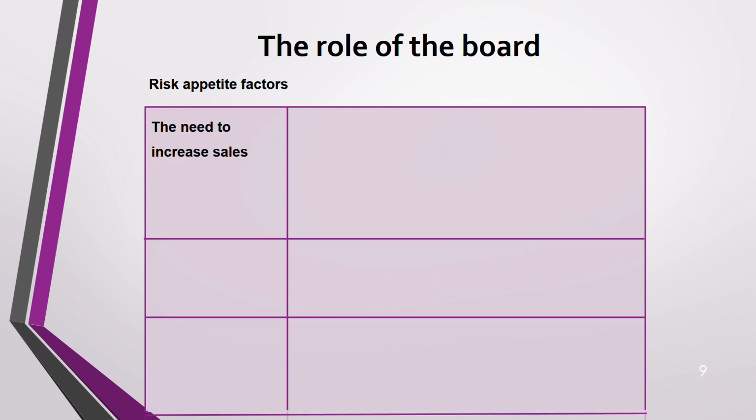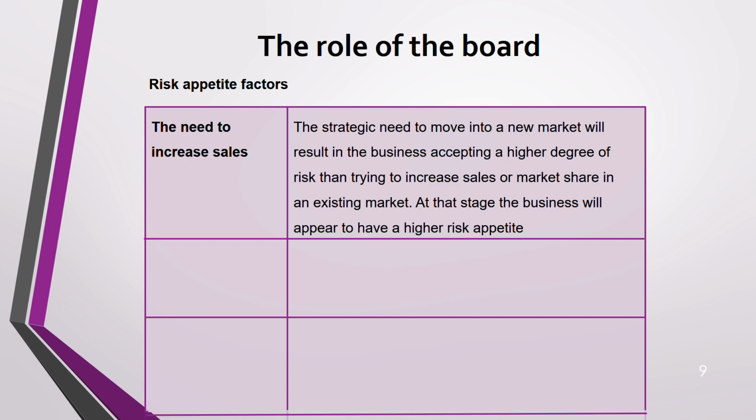The next factor is the need to increase sales. When you move on to a new market, the risk is higher than developing a new product in the current market. It also depends on what stage you are at, because at that stage they will appear to have a higher risk appetite. If you want to go into a new market, you are accepting a higher risk appetite because you are taking a higher risk by going into the new market. Whereas if you are trying to increase sales in the existing market, the risk is lower.